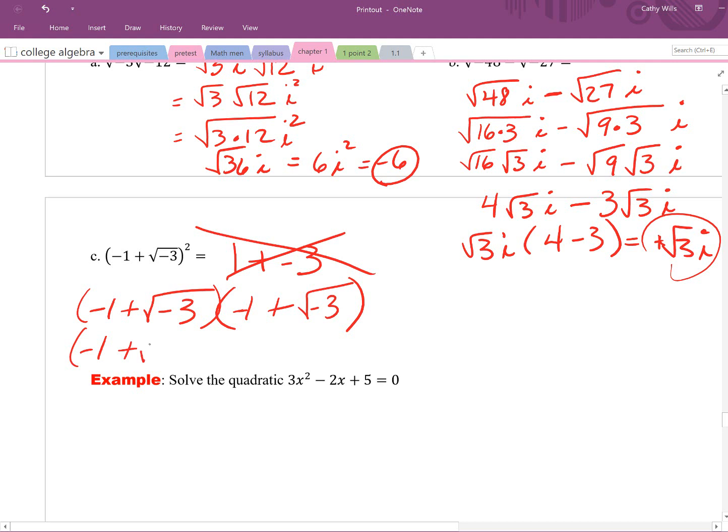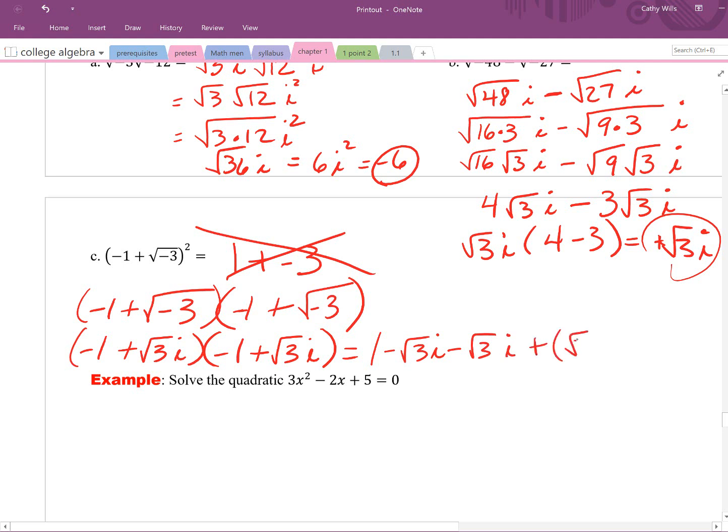-1 plus the square root of 3i times -1 plus the square root of 3i. Now you can multiply it out. -1 times -1 is 1, minus square root of 3i, minus square root of 3i, plus square root of 3i squared. That's the last thing you multiply there. So this is 1 minus 2 square root of 3i. You've got 2 of them. And then plus square root of 3i squared. That is plus 3i squared.